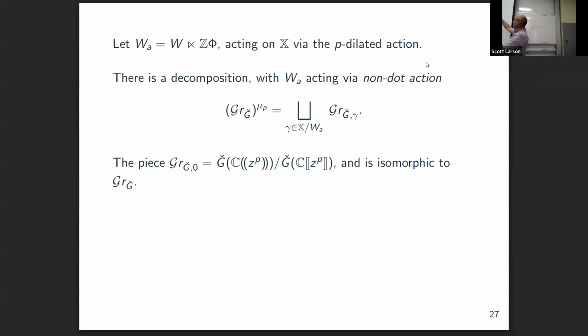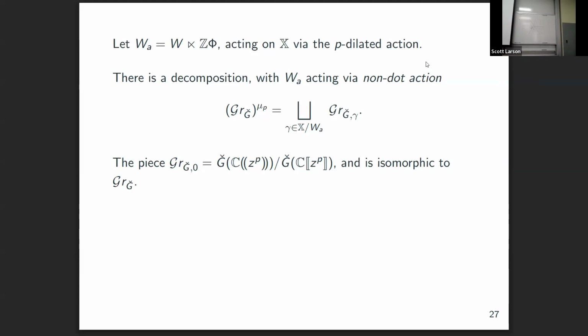It's the weights that are linked under the affine Weyl group action. So that up arrow relation earlier, but with the non-dot action. So this thing breaks up into pieces that match the kinds of orbits that appear in Steinberg quotients. Okay, now there's one piece inside of here that's isomorphic to the original thing.